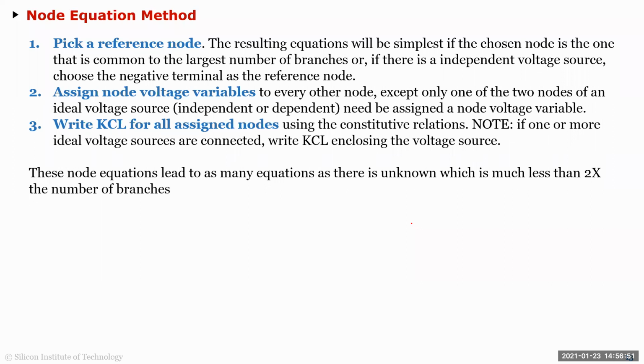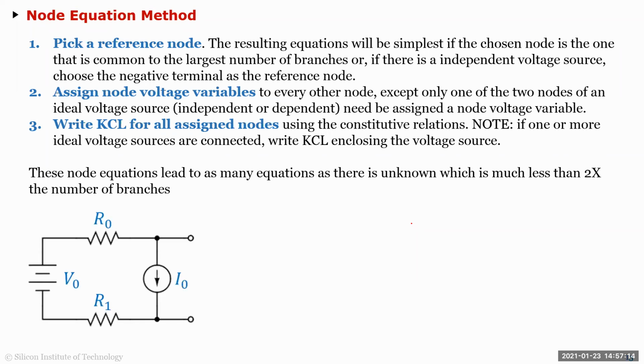So you choose a reference node, and assign a voltage variable to the other nodes, except for independent voltage sources, because that is just V plus the other node, so you don't have to write the reference. Then write the KCL for the other nodes and solve it. So you should have n equations, n unknowns, and you solve it. Let's take an example here.